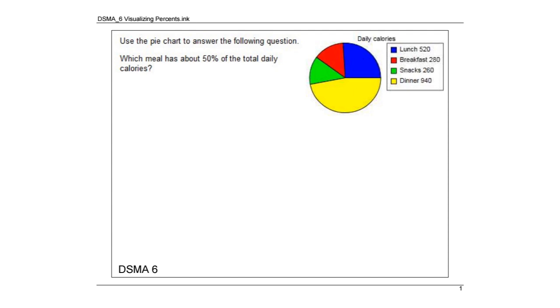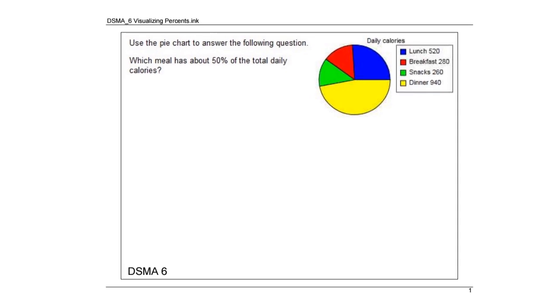So if you look at this pie chart, it's asking you which piece of that pie is about 50% of the total. Okay, so 50% of the total daily calories. You can see that the yellow is almost half of the pie, right? So it's about 50%. And so that would be dinner. If I asked you what 25%, so that would be a quarter of the pie, then that would be lunch. That would be the blue.